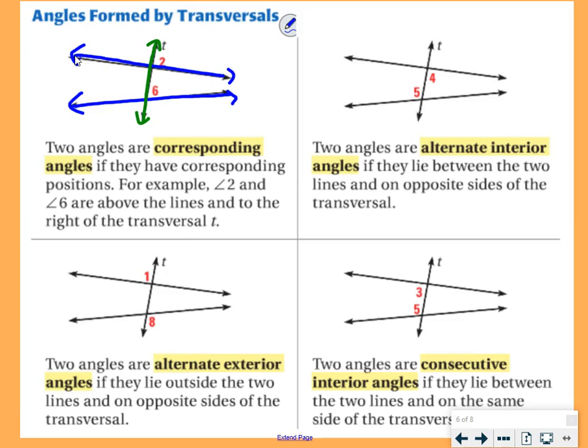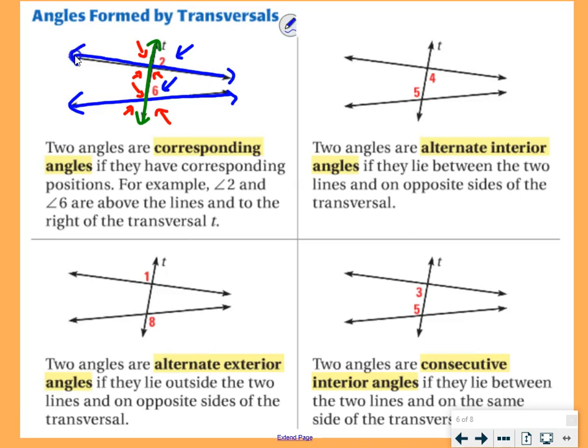These two angles, 2 and 6, are called corresponding angles because they have corresponding positions. If we look at the two lines, they're both in the top right-hand corner of where the transversal crosses. Also, these angles right here would be corresponding, these angles here would be corresponding, and these angles here would be corresponding. So there will always be 4 pairs of corresponding angles in a set. The next one is alternate interior angles.